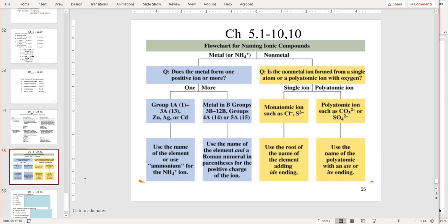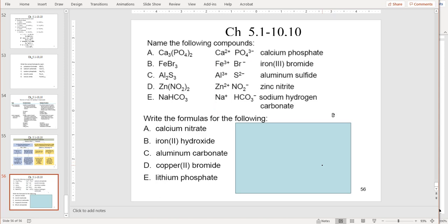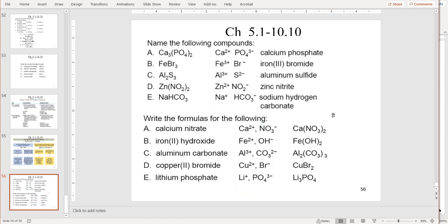And this concludes our part 1 of ionic molecular compounds. And let me finish the last one off so you can take a look at it and practice it. Good stuff.